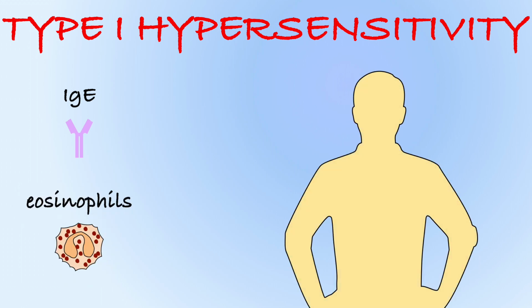Appears in atopic individuals. Atopy refers to a genetic predisposition to develop an allergic reaction, so an exaggerated IgE response to a harmless allergen. The reaction evolves in 3 stages.